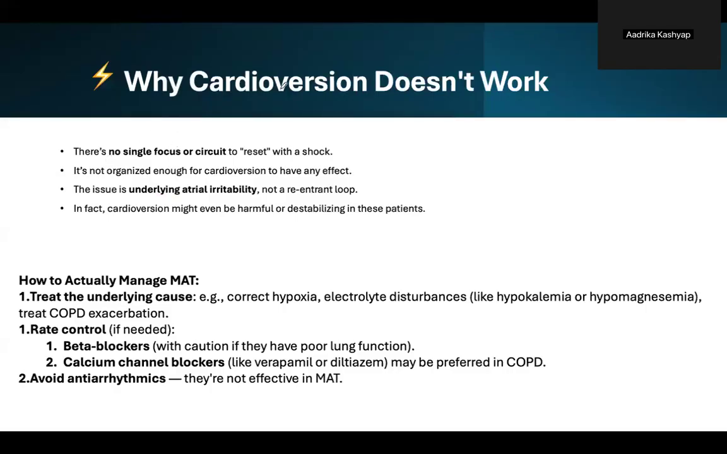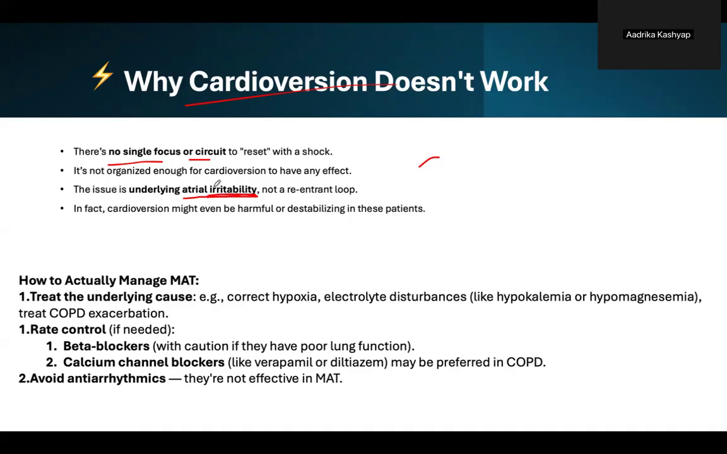So again, this is just a summary slide. Cardioversion doesn't work in that there's no single focus, no single abnormal circuit that you can just interrupt. It's just overall atrial irritability. And the reason I wanted to tie multifocal atrial tachycardia in with digitalis toxicity is because digitalis toxicity also causes myocardial irritability. And we're going to talk about this later.